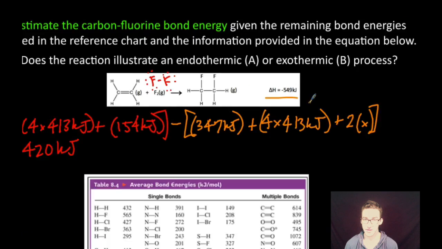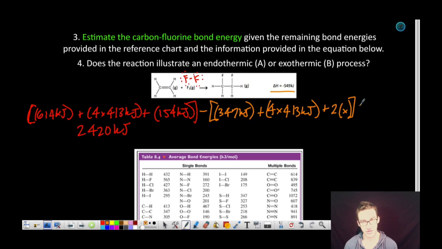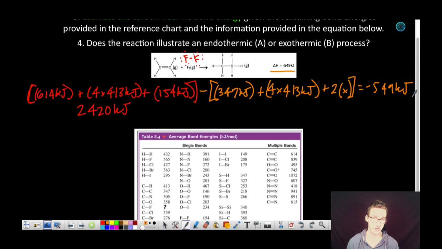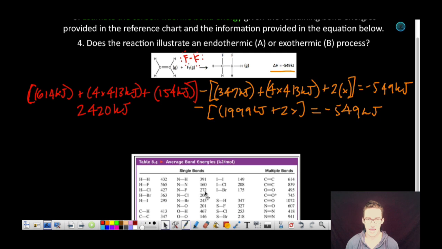However, lucky enough for me, there is an enthalpy change already provided for this reaction, which is negative 549 kilojoules. And as we think about solving the actual question, it's just some basic algebra skills to solve for X. It's going to be minus, we can combine these things here and end up with 1,999 kilojoules plus 2X equals negative 549 kilojoules.